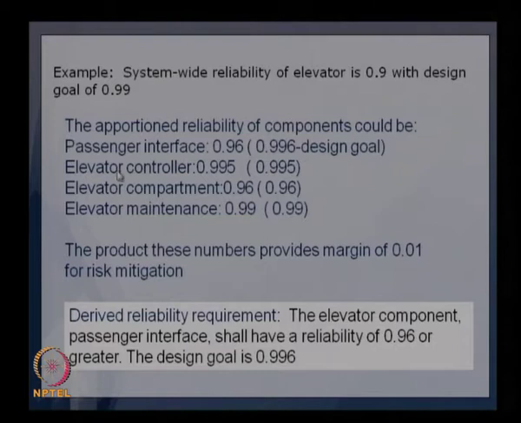So once you have this, we can identify the derived reliability requirement. The elevator component passenger interface shall have a reliability of 0.96 or greater. The design goal is 0.996. Once you have this, you write down the derived requirement which comes from the apportionment method. For each component we can write the derived requirement as: the elevator component shall have a reliability of 0.96 or greater. The design goal is 0.996. So this is how we use the apportionment method to divide the reliability, or allocate the system-wide requirements, to the components.